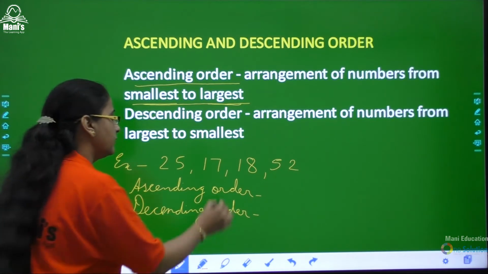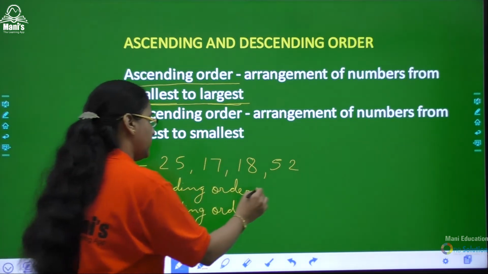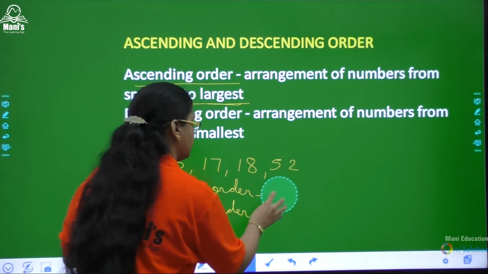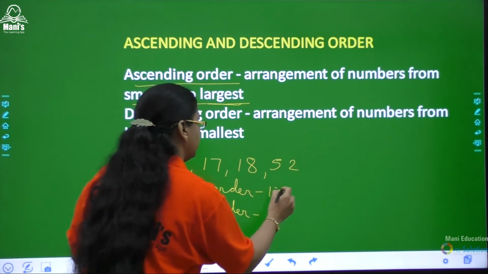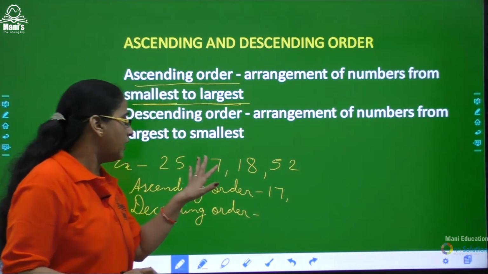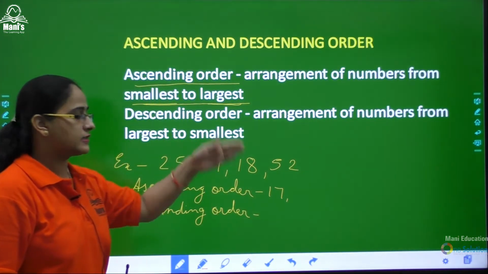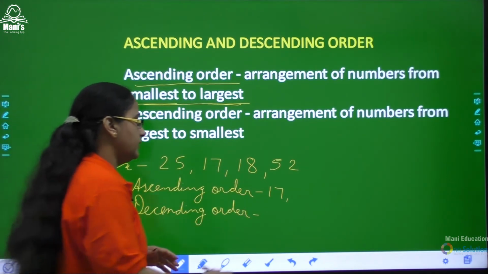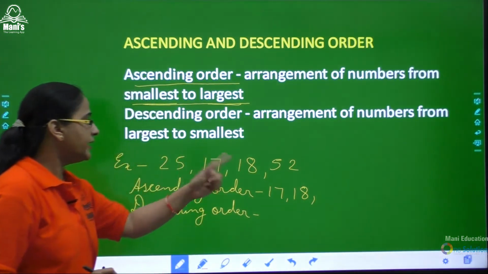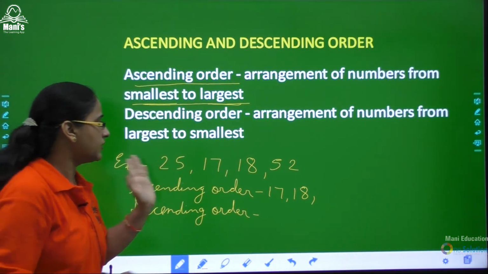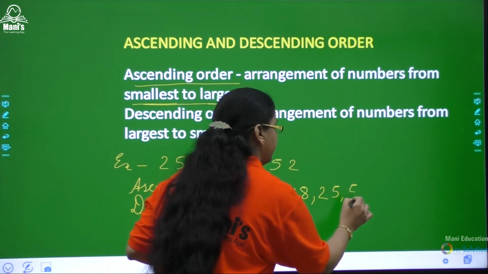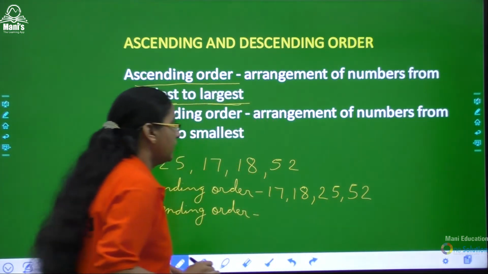The smallest one would be 18. So write it, 18. Then, the smallest number is 17. Now we have to think about the other three numbers. Apart from 17, the next greater number would be 18. Then from the remaining two, we see the smaller number, that is 25. And the last one is 52.